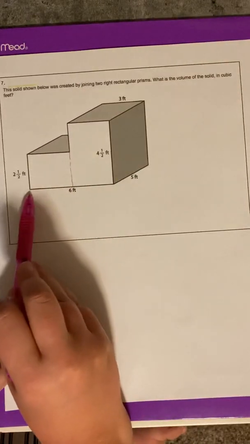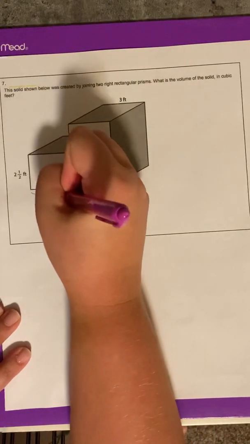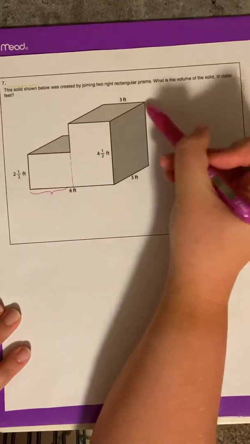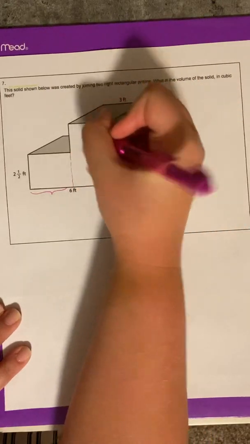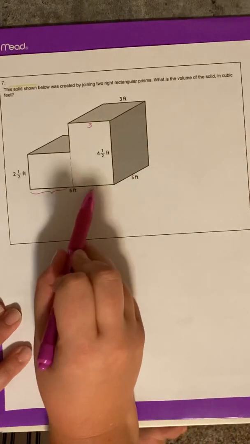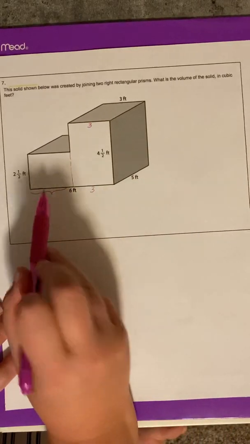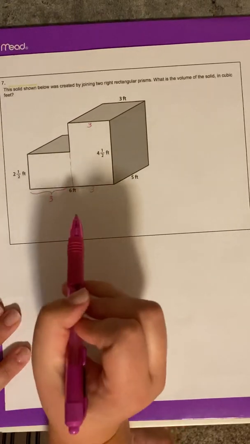Since this whole side length is 6, what would this side length be? Well, if this is 3, this is also going to be 3, meaning 6 minus 3 is going to be 3 over here as well. So this side is going to be 3.